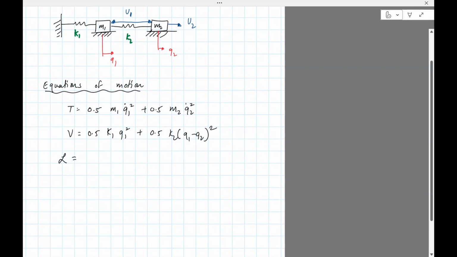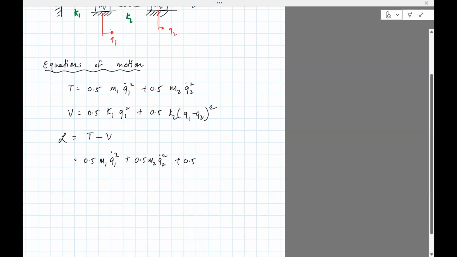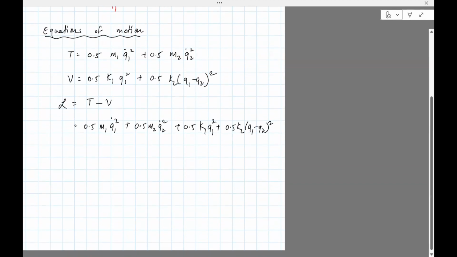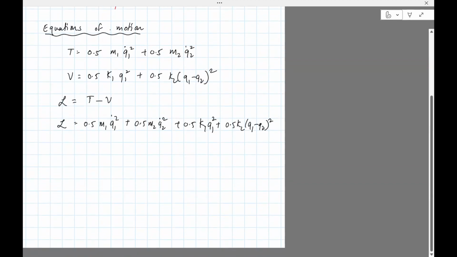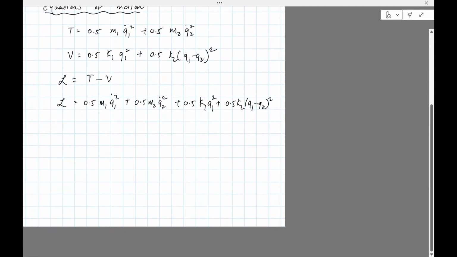Okay, so the Lagrangian is defined as T minus V. So 0.5 M1 Q1 dot square plus 0.5 M2 Q2 dot square plus 0.5 K1 Q1 square plus 0.5 K2 Q1 minus Q2 square. Okay, so we have L, and now comes the equations of motion. So there are 2 equations. We first write the general formula.